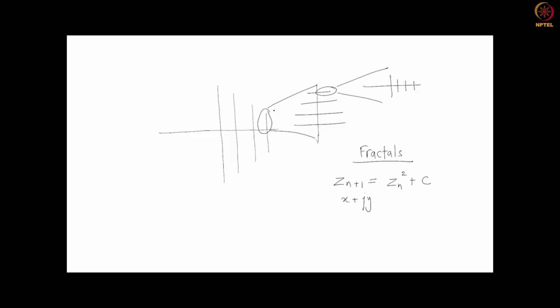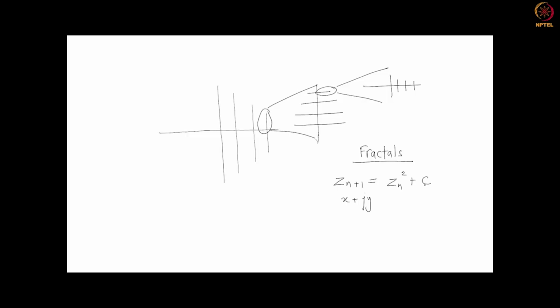Now, if you are interested, as I mentioned, you can read more about what is known as a Julia set and what is known as a Mandelbrot set. Basically, in one case you have C as a constant, and in the other case C is allowed to change, and so on. So this is a field of research in itself, so you can read more about it.